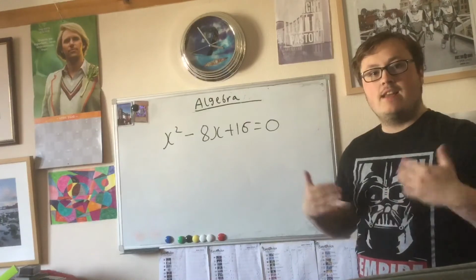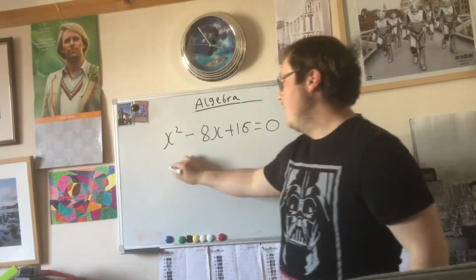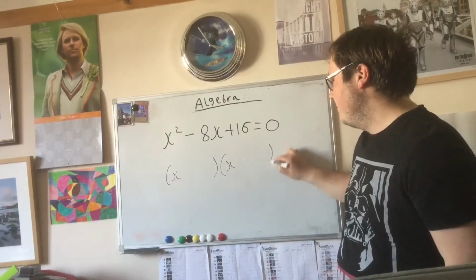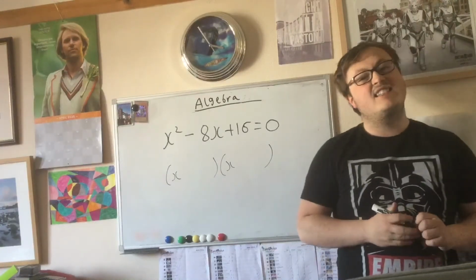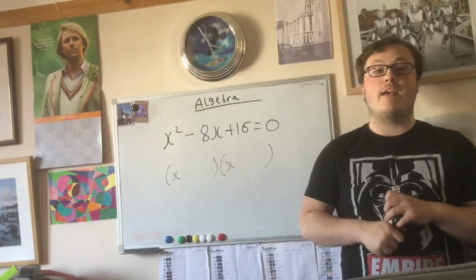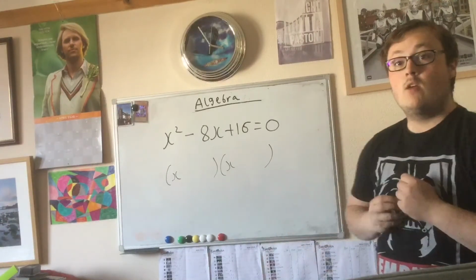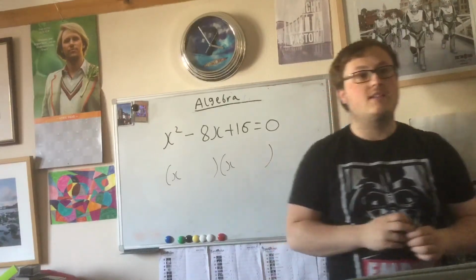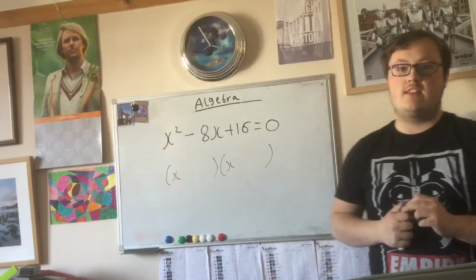Absolutely fantastic. Now let's factorise this. We have our x here and our x here. Now, what two numbers multiply together to get us 16, but add together to get negative 8? Because when we're adding, we're getting a negative number, and when we're multiplying, we're getting a positive, we're going to be doing two negative numbers in this case.